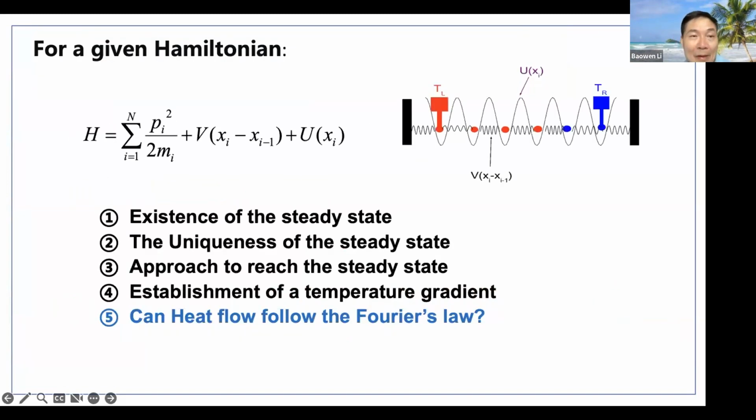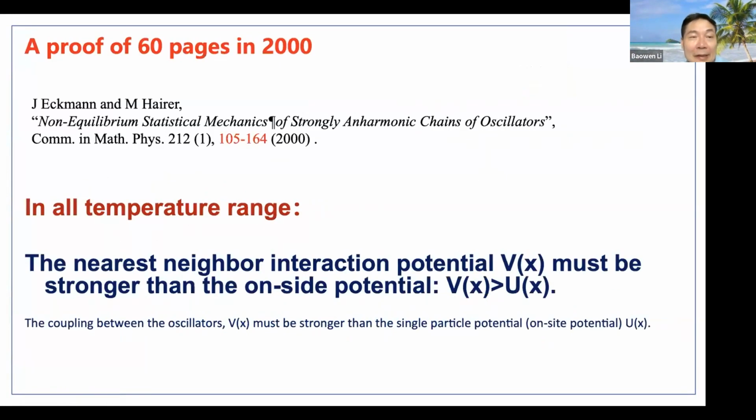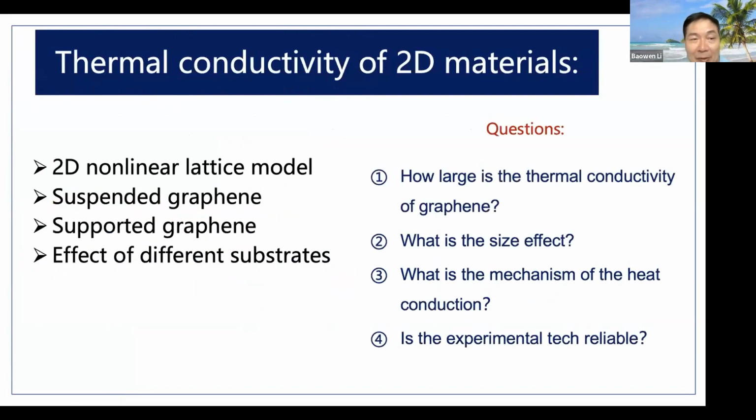So far, not many have tried, but what I know is this mathematical proof, that in all temperature ranges, if the nearest neighbor interaction potential V(x) is larger than the on-site potential U(x), then you can get a temperature gradient, but they haven't yet reached the proof for the thermal conductivity. So far, this is 1D conduction.